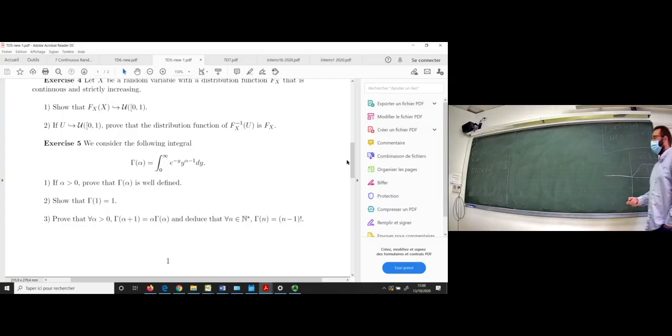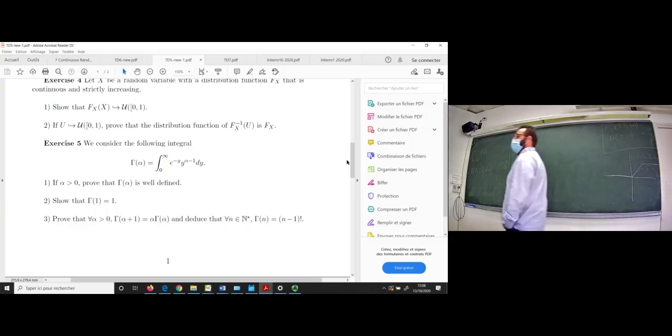What can I do in this inequality here? The idea is to make this one appear, okay? So what can I do in my inequality? I can apply f capital X to both sides, because I know that it is bijective and strictly increasing. So it changes nothing in the sense of my inequality.